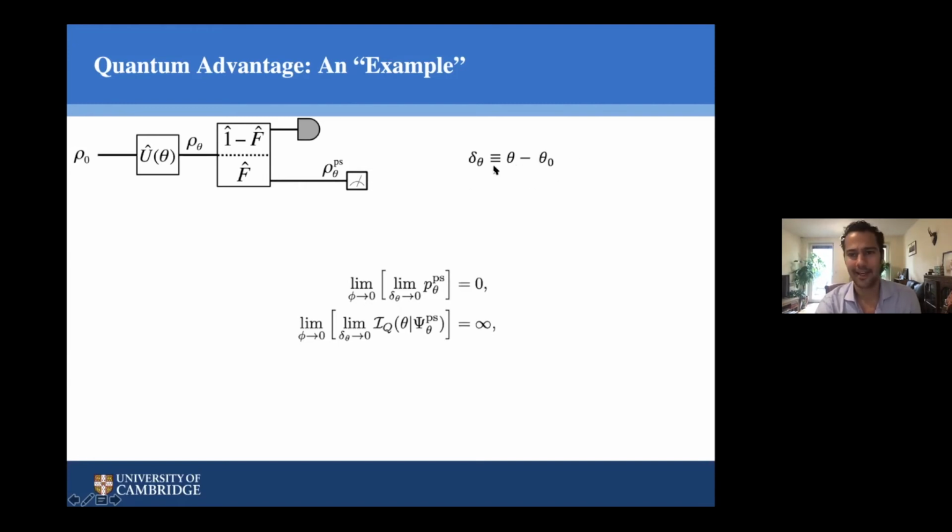But then you might say, hey, this is kind of like cheating because you're assuming that your initial knowledge tends towards the true value of theta. So if you already had perfect knowledge of what theta was, then you already had infinite Fisher information. So that's kind of like cheating.